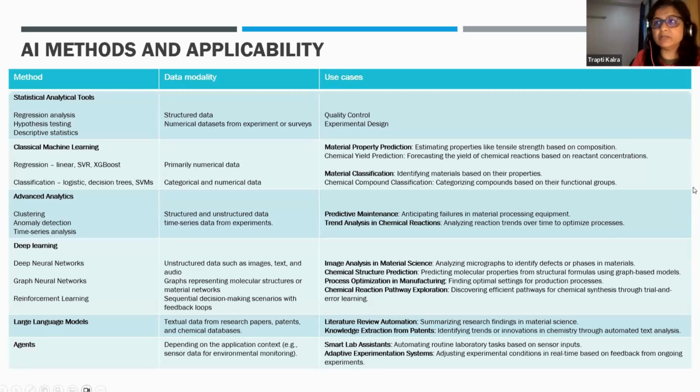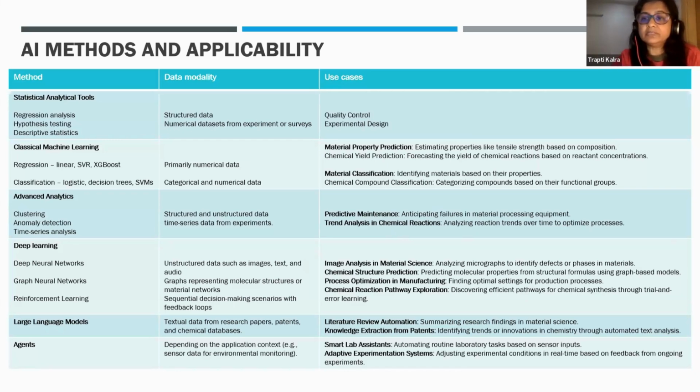Now, these methods can work well on structured data and on numerical data sets, which are typically collected from experiments and surveys. And they help us in coming up with different use cases, like whether it's around quality control or experimental design. Now, if we move on and we talk about larger data sets, we can explore the space of classical machine learning, which is again not new. We have ready-made packages and toolkits which help us explore and automate a lot of this generation. So for example, regression and classification are the two key methods which work on numerical or categorical data, and they help us in property prediction, material classification, etc. And then if we look at the broader scope of data, whether it's structured and unstructured data, then we can talk about advanced analytics where we have methods like clustering, anomaly detection, time series, and so on and so forth.